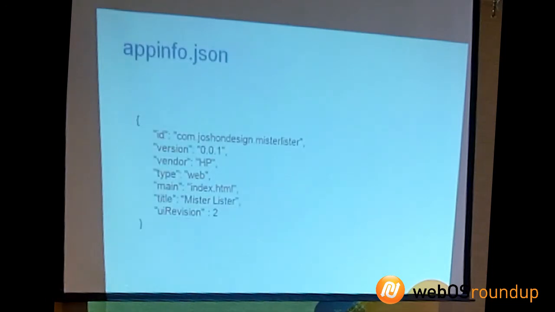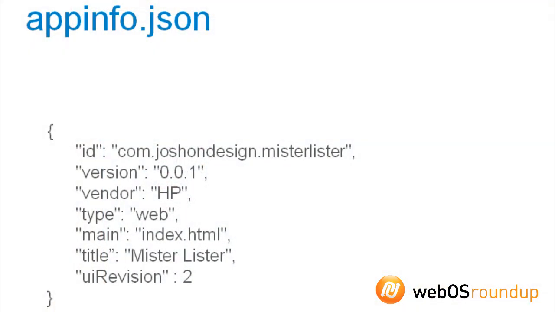All right. In your appinfo.json, you can see here the variables that you need. You need your ID. That has to be unique to every app. You can't have more than one app that has the same ID. You need your version so that you can increment it as you make changes and edits. You need a vendor, which is kind of like your name. You can use your company name, your personal name, whatever you're going to use.